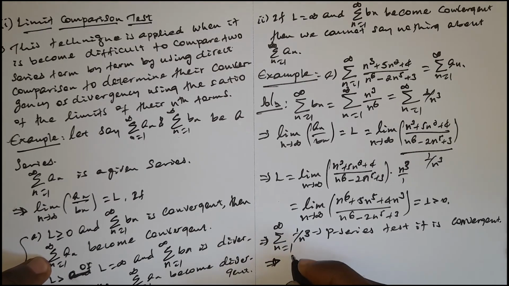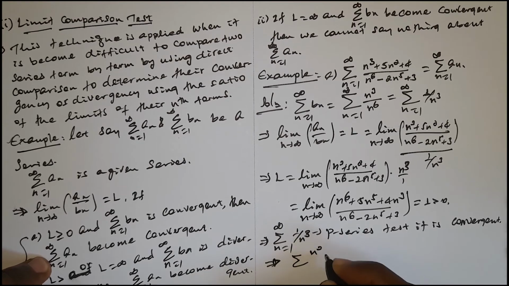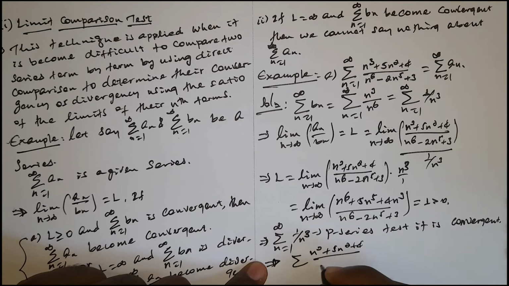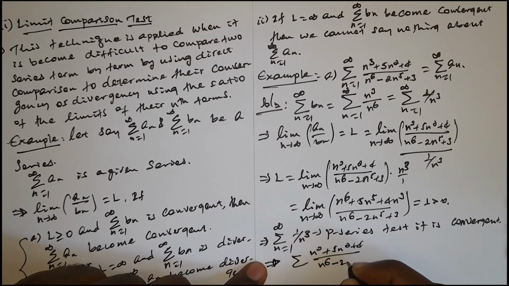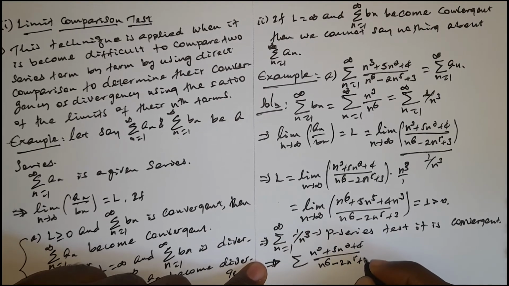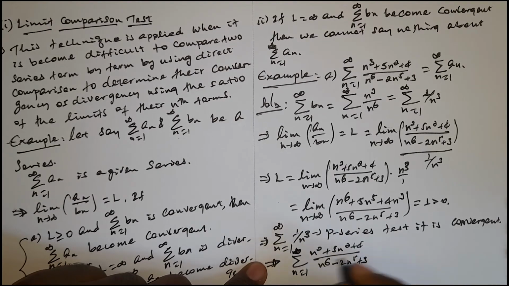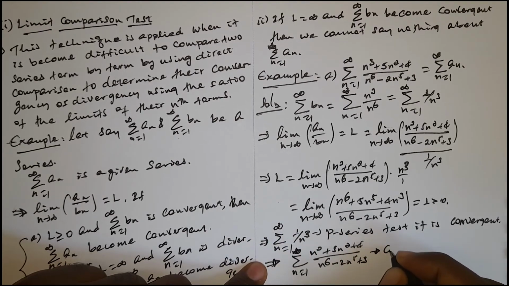Here the given series, n cube plus 5n square plus 4 over n power of 6 minus 2n power of 5 plus 3, as n runs from 1 to infinity, is convergent.